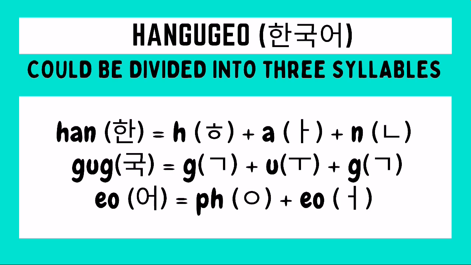Now, how do we write 한국어 in Hangul? Let's start with the first syllable. To be able to write the syllable han in Hangul, we need to draw first a he character, followed by an a character, followed by a nian character. For the second syllable guk, we need to draw first a gi character, followed by an u character, followed by another gi character. For the third syllable o, we need to draw first a placeholder iyong, followed by an o character. And then we just have to combine the Hangul for each of these three syllables to form the Hangul of the word 한국어.